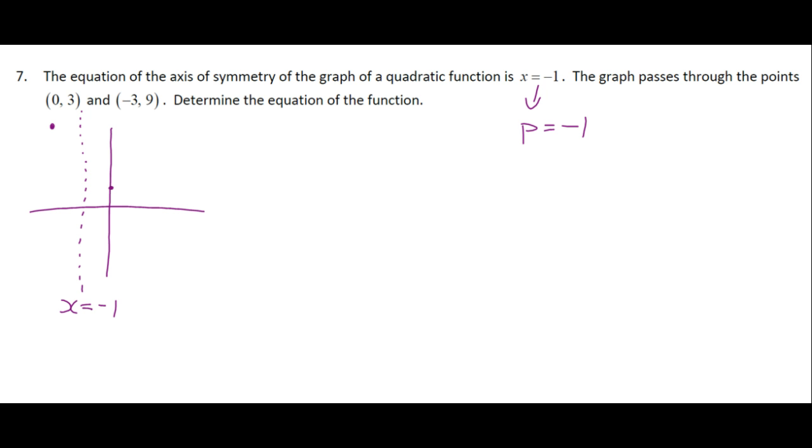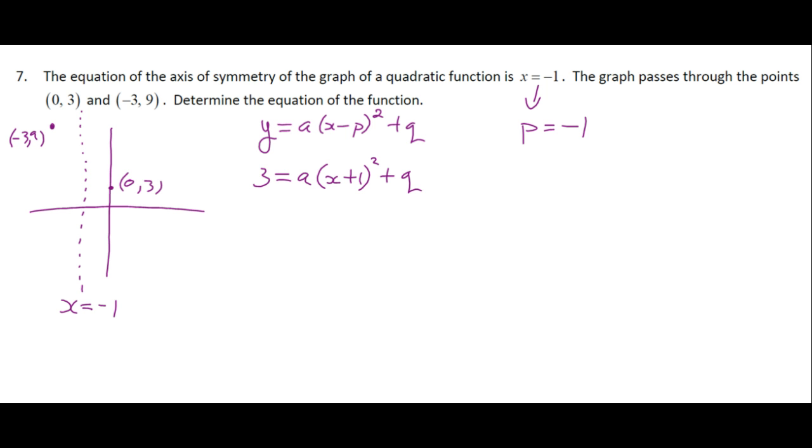All right, so what do we got? y equals A, so let's start with the formula. I have two (x, y) points, right? I got (0, 3), so I've got an (x, y) there, and I've got (-3, 9), and I got an (x, y) there, and I know P. What I don't know is A and Q. So we're going to get two equations, right? One using the point (0, 3). Okay, so let's do that. 3 is equal to A(x plus 1), because I'm putting in the P value, squared plus Q.